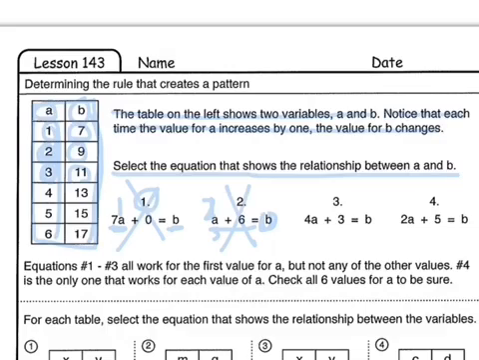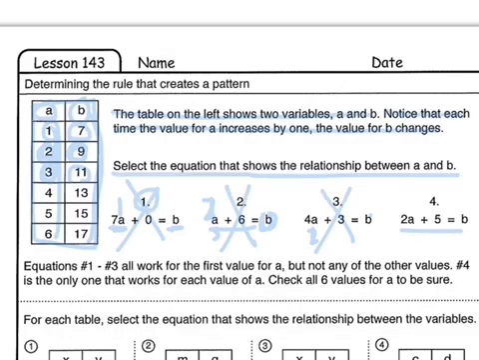How about number 3? If we plug a 1 in here, we get 4 times 1 is 4, plus 3 equals 7. That seems to work. Let's plug the 2 in. 4 times 2 is 8. 8 plus 3 is 11. When I plug a 2 in, I get 11, not 9. So this one doesn't work.